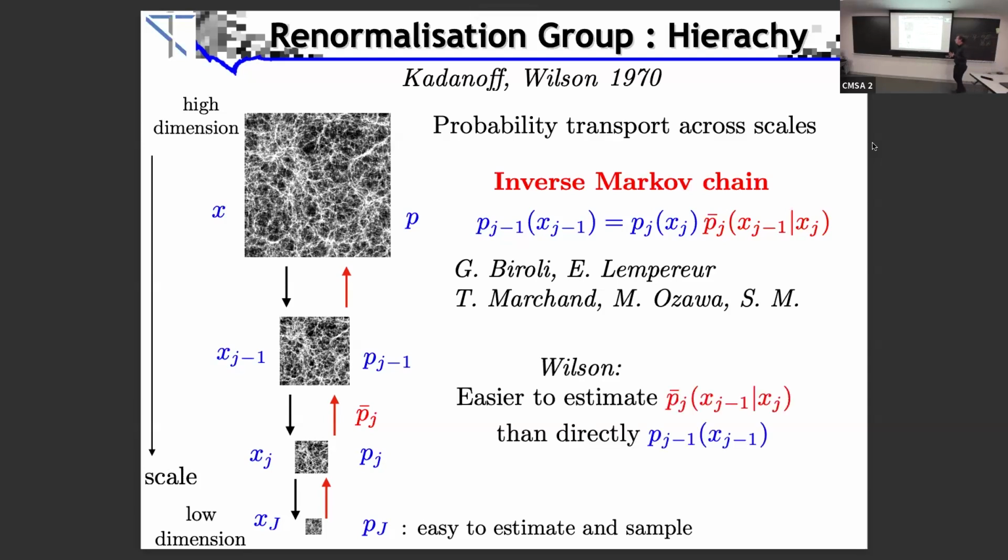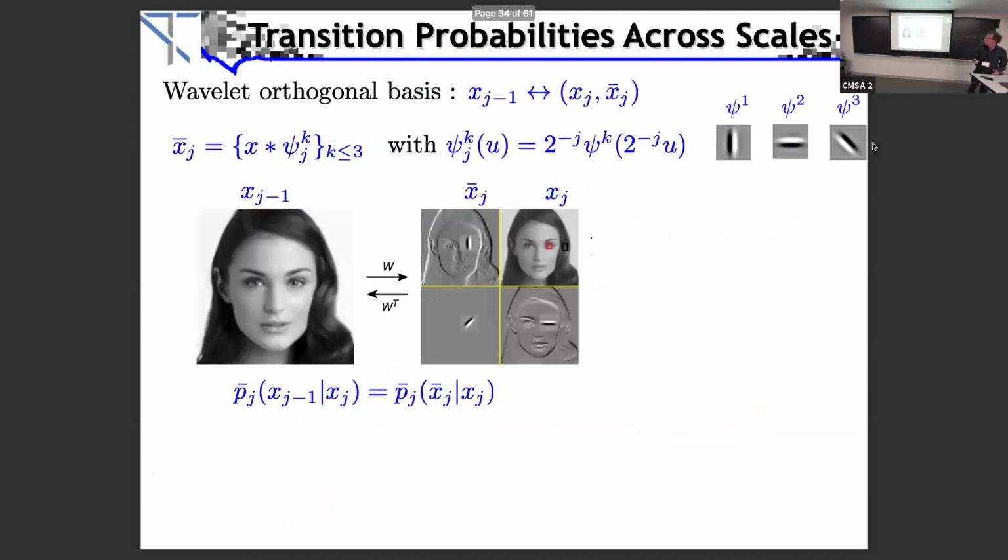Now, the key observation is the one of Wilson. The key observation is that this kind of strategy makes sense because this probability distribution may be very complicated, but the conditional probability distribution is much simpler. What is the conditional probability distribution? It is again the distribution of fine given coarse scale. And what we're going to do is to analyze this conditional probability distribution and to see how one can model this distribution. Okay, again, this is essentially ideas that were developed by Wilson and then refined in statistical physics.